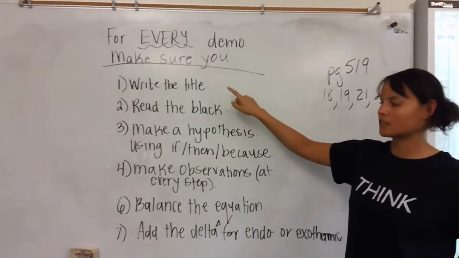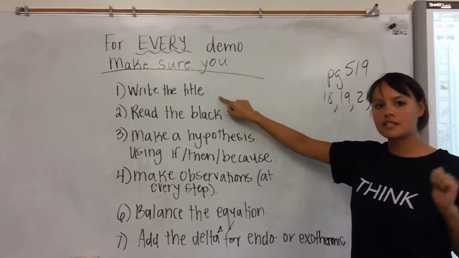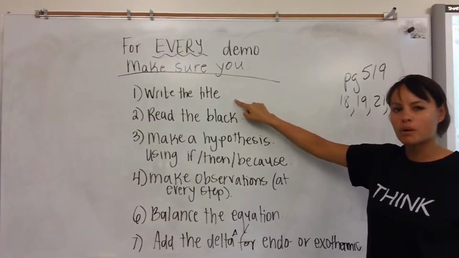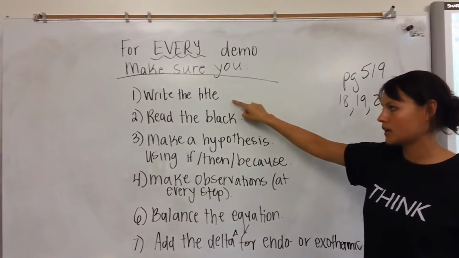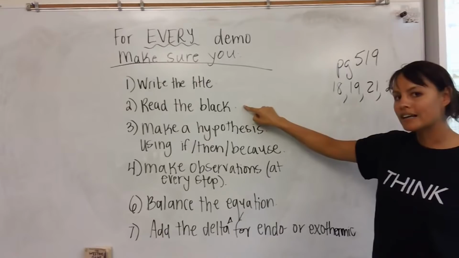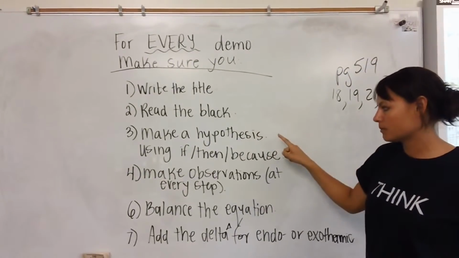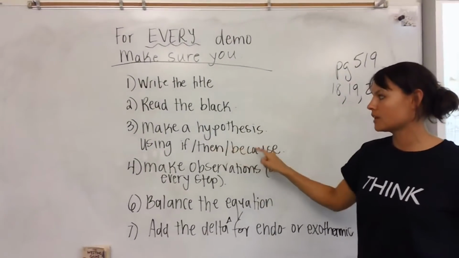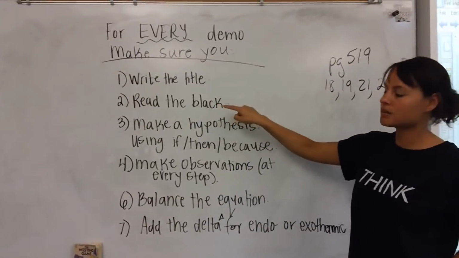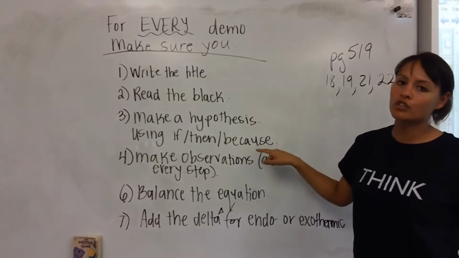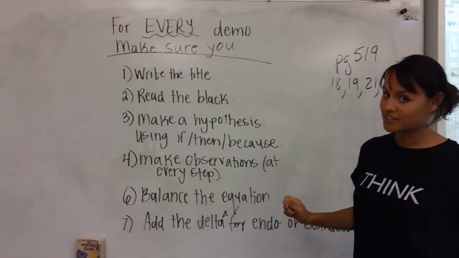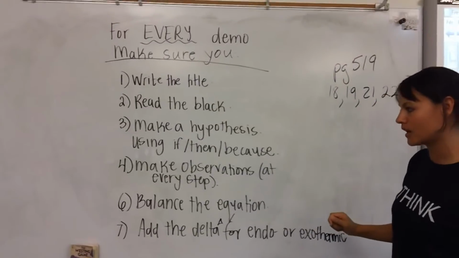So make sure you're starting by writing the title. When you see them come up in the video, it'll give you a moment to jot that down, so make sure you do that. Make sure you're reading the black, just like we did yesterday. You're making your hypothesis using if, then, and because based on what you see in the black. If you need to go through and underline your if, then, and because to make sure you have it, you're more than welcome to do that.